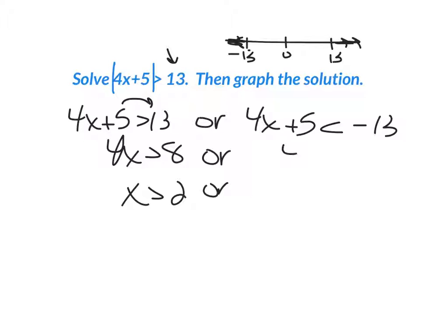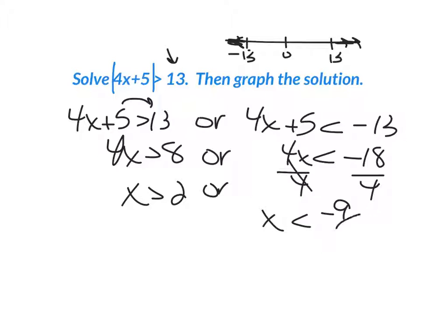Move the 5 over, I get negative 18. Divide by 4, this is going to get a little tricky. If I divide by 4, it doesn't go evenly, but I can reduce that. But 2 goes into 18 nine times and into 4 two times.